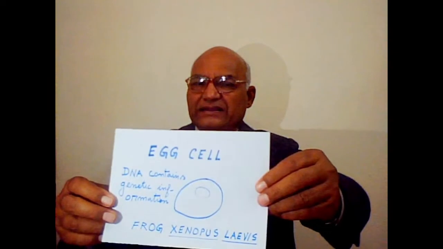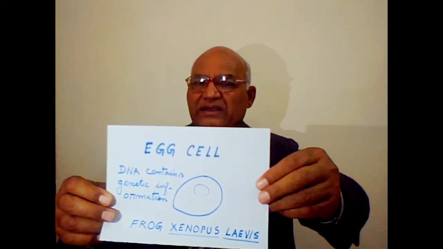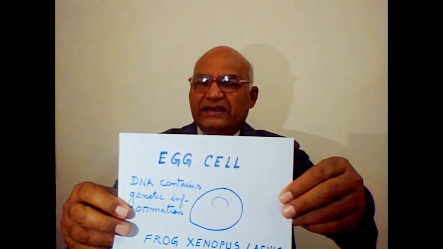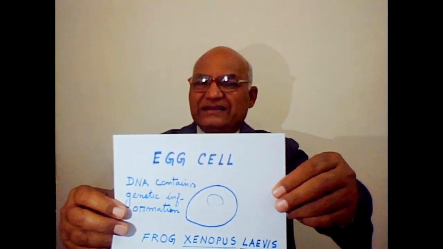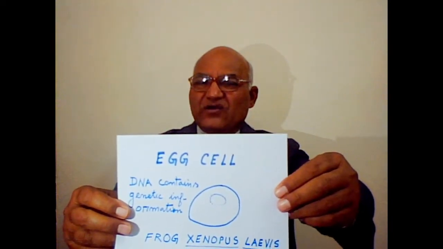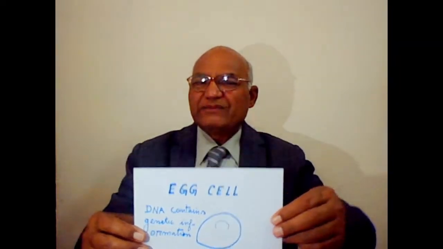Egg cell is a typical example of an animal cell. This is Xenopus laevis, the cell of the frog, which has got hereditary material to complete itself, to convert into an adult frog. 10 million to 100 million living species exist.